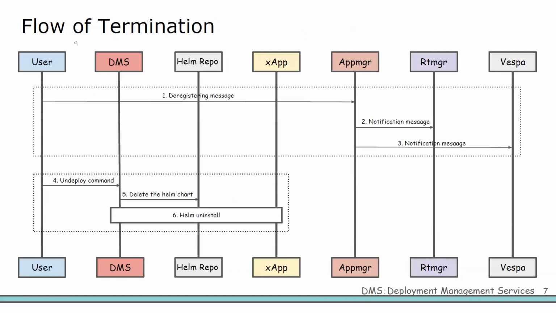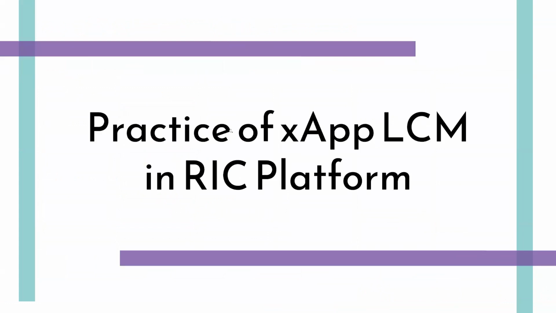Finally is the termination part. We send the deregister message to the xApp manager. It can notify the routing manager and the VSPA to release the xApp resource. Then we send the undeploy command to the DMS tool. The DMS tool can delete the Helm chart from the repository, and finally does the Helm uninstall of the xApp. So that is the flow of the xApp lifecycle management.